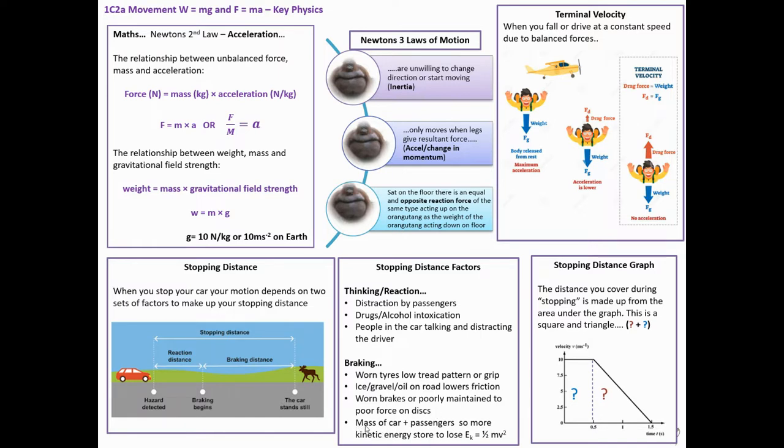Also, if the mass of the car is bigger, and the passengers, so maybe more passengers, which could also cause more distraction, you've actually got more kinetic energy. So you've got more energy store to lose because the velocity has to be converted into thermal as we lose our kinetic energy. So you've got stopping factors, distance graphs, and distance diagrams to be able to explain. And we've got all of the Newton's law stuff. That is the topic. There you go. So that's topic 1C, part 2A.